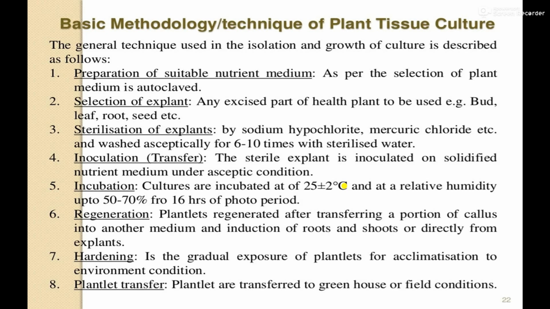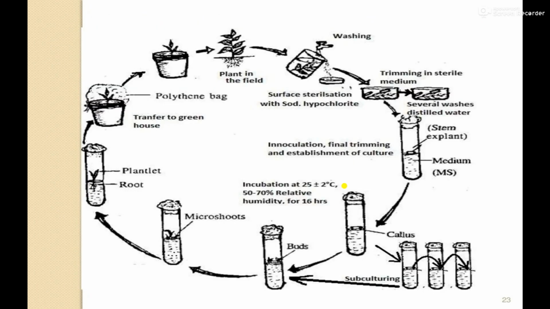These are the basic methodology, techniques or steps in plant tissue culture. First, preparation of a suitable nutrient medium, selection of explant, then sterilization of explant, then inoculation, then incubation, regeneration, hardening and plantlet transfer. These are the procedures, basic methods or steps in plant tissue culture.